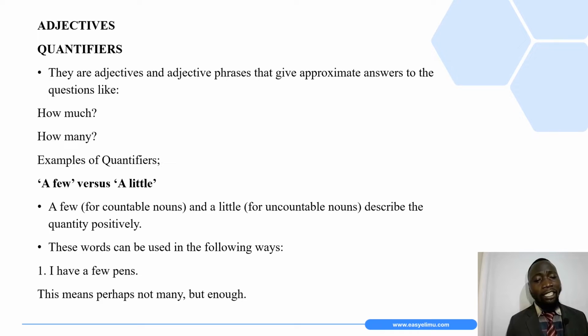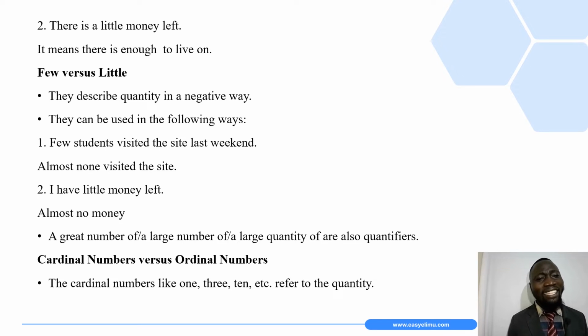So we use a few in sentences to talk about the quantity or the amount in a positive way. Here are examples of how we can use these quantifiers in sentences. If I say I have a few pens, this means that perhaps not many, but enough. They can sustain me. And if I say that there is a little money left, then this means that there is enough to live on. The amount of money is not much, but it can sustain you. That is the meaning of a little and a few. They describe quantities that are there but not enough.